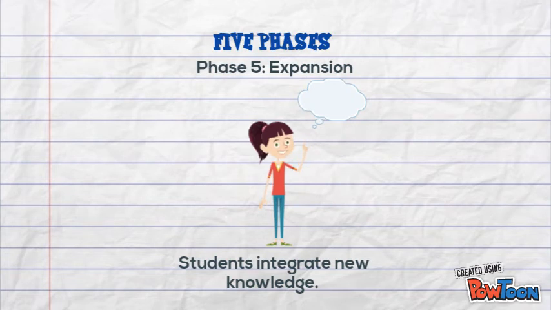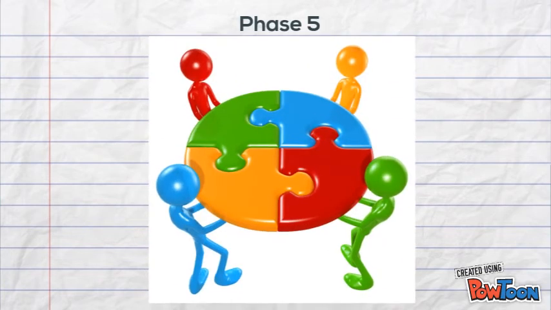In Phase 5, expansion, students integrate new knowledge into their knowledge base. The expansion phase is where teachers stimulate students to take possession of their new knowledge and make it their own. The teacher leads students to reflect on how the new knowledge they have learned can be applied in various situations in their lives or in the world in general.